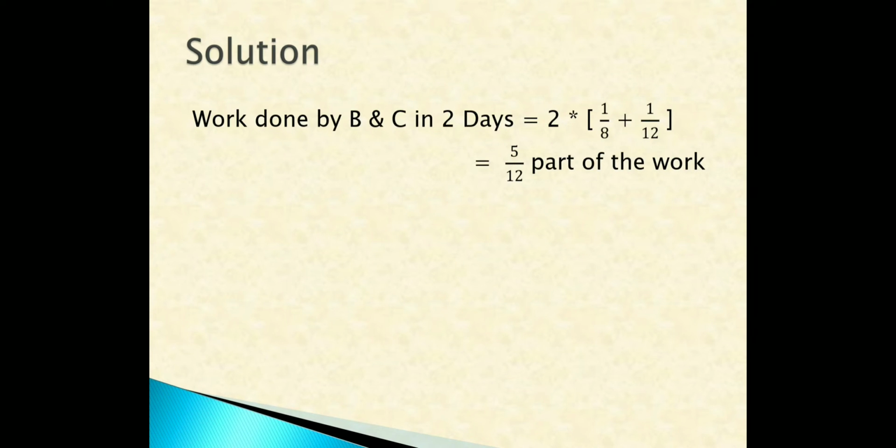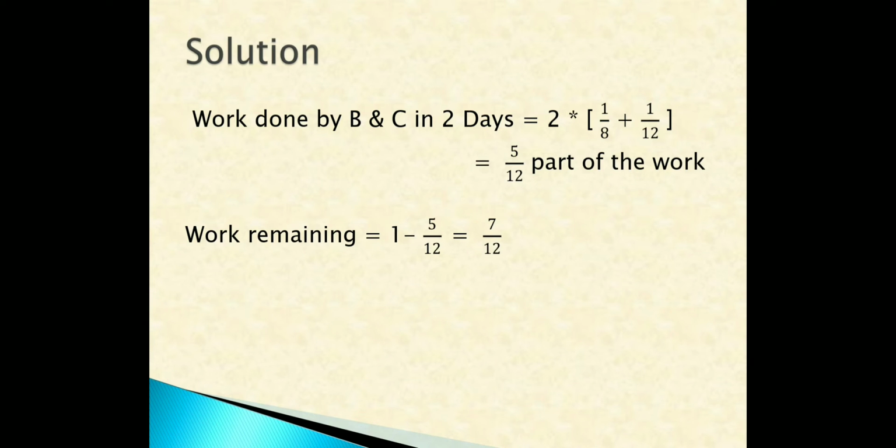Work done by B and C in 2 days is given by 2 multiplied by 1 by 8, which is nothing but work done by B in 1 day, plus work done by C in 1 day, that is 1 by 12. So when you solve this equation, 2 into (1 by 8 plus 1 by 12), we get 5 by 12 part of the work.